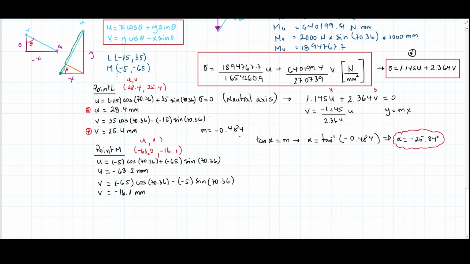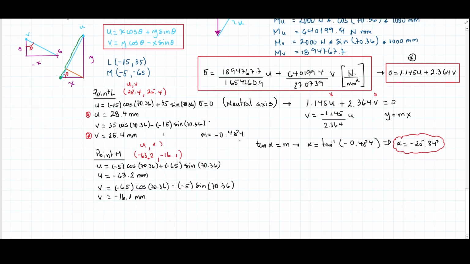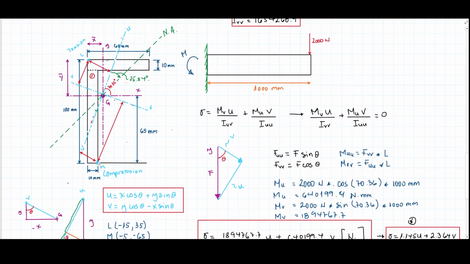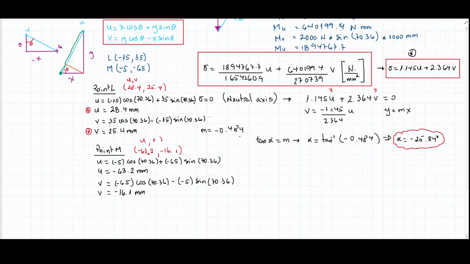So let's make a visual inspection here. Minus and minus, third quadrant. So the point is in the third quadrant, so both coordinates should be negative. So we have it here. Okay, perfect. Now, having those two points, we are ready to go to the stress equation and find out how much those stresses are.